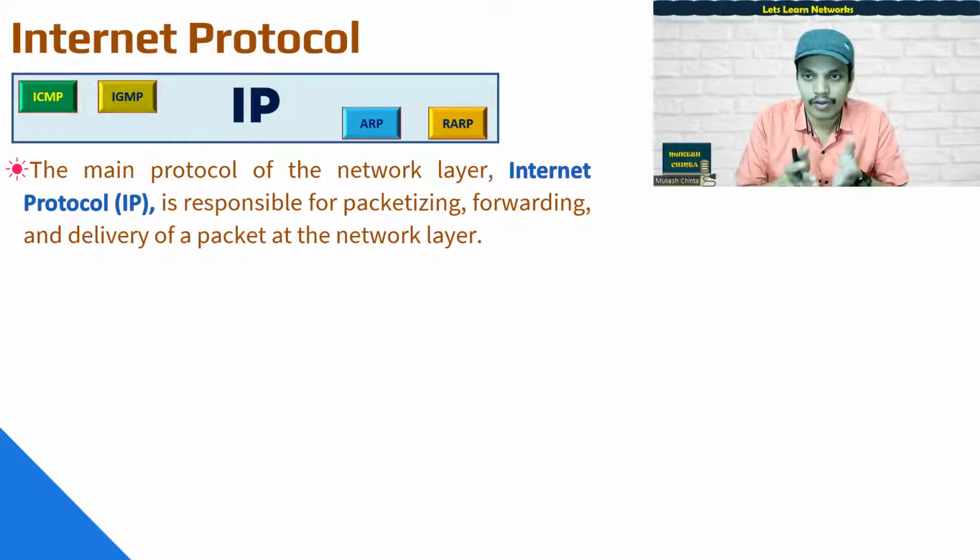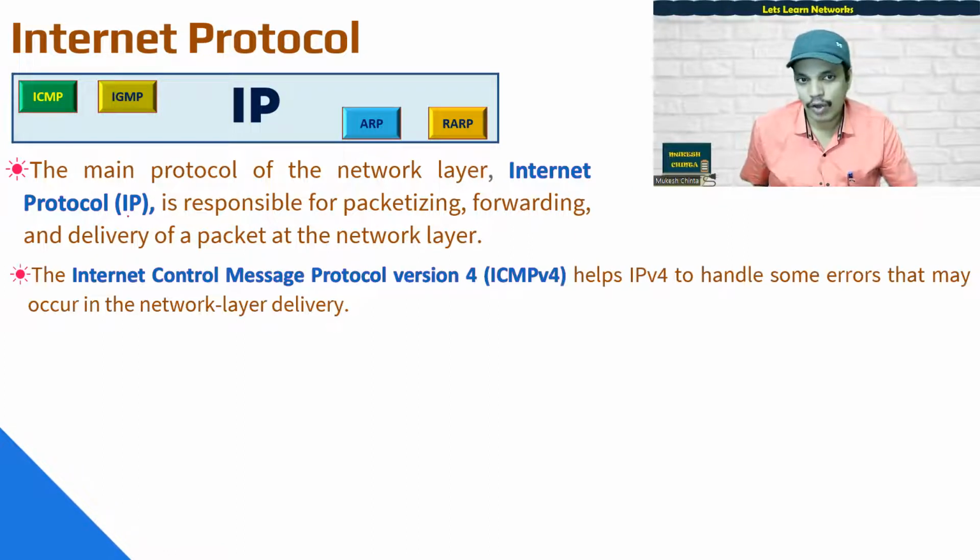Along with IP, or your Internet Protocol, there are other protocols which also work in the network layer, but IP is the primary protocol and the remaining ones help IP to do its task properly. The main protocol of the network layer, IP, is responsible for packetizing, forwarding and delivery of a packet at the network layer. Along with IP, there is ICMP, another one is IGMP, another one is ARP and RARP.